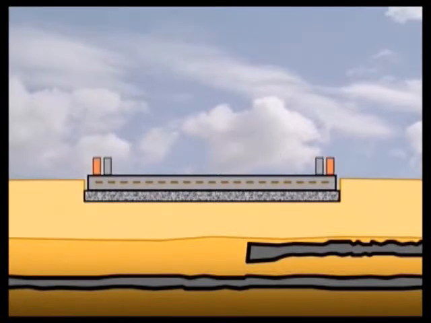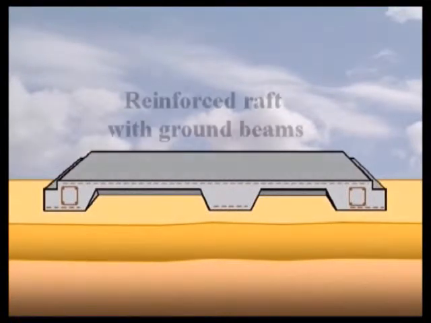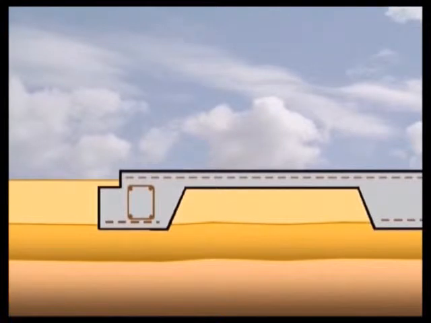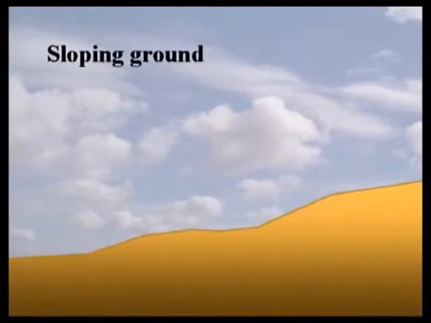The design of the raft will vary to reflect the specific site conditions. Rafts may need perimeter and internal ground beams to make them stiff enough to prevent differential settlement and subsequent distortion of the superstructure. Nowadays, rafts have to be designed on a one-by-one basis. In other words, there are no deemed-to-satisfy provisions in the building regulations as there are with strip foundations.